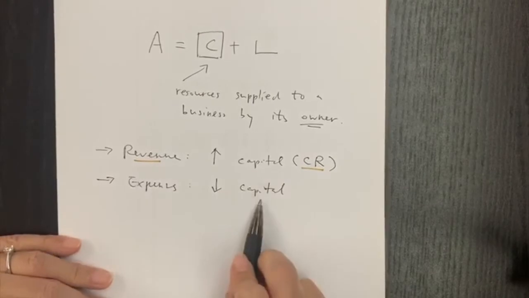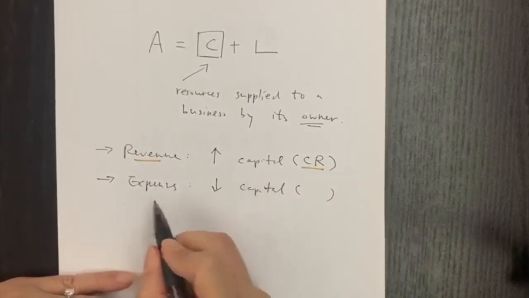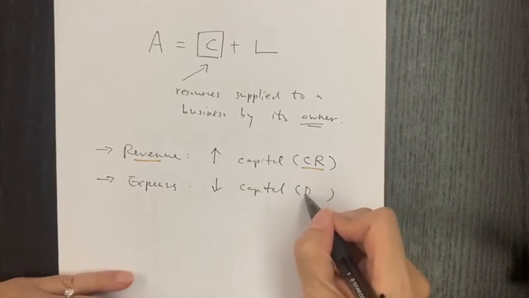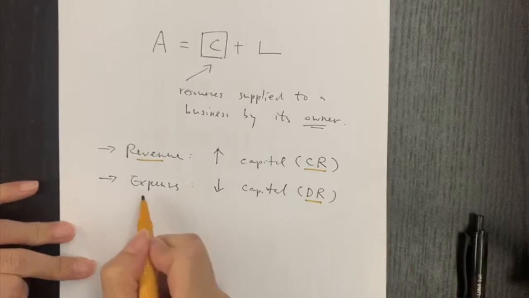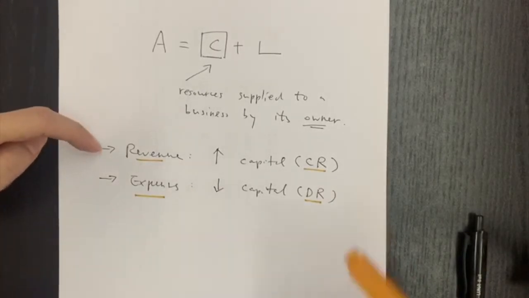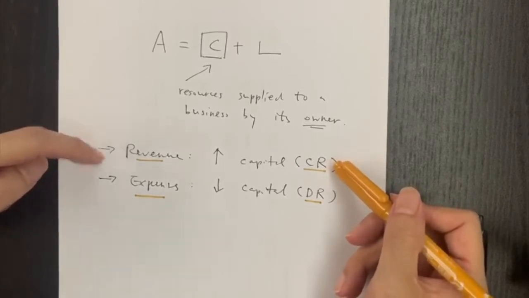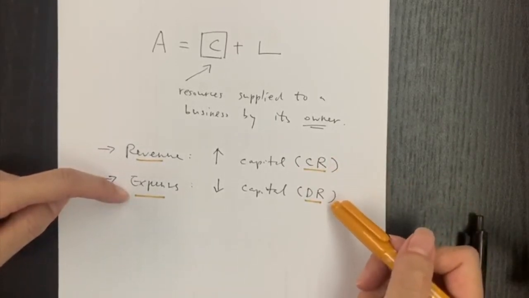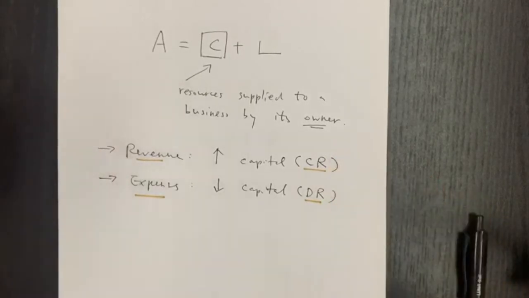Capital is positive on the credit side, but expenses will decrease capital, so expenses will be a kind of debit item. These are the two new things. Revenue is a credit item, positive on the credit side, and expenses is a debit item.